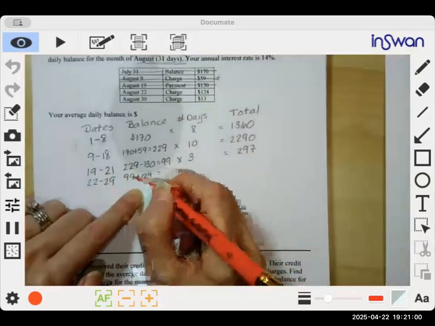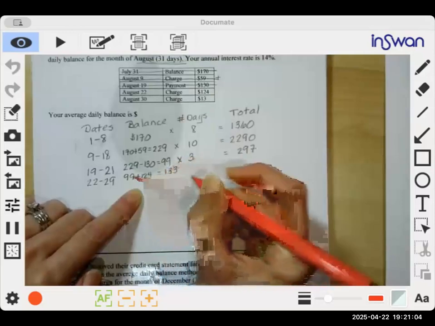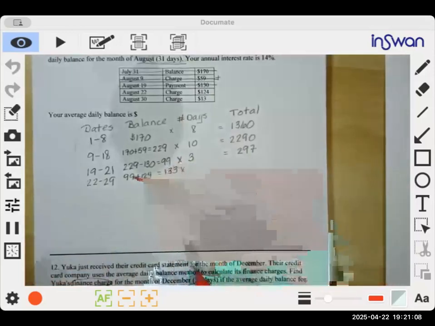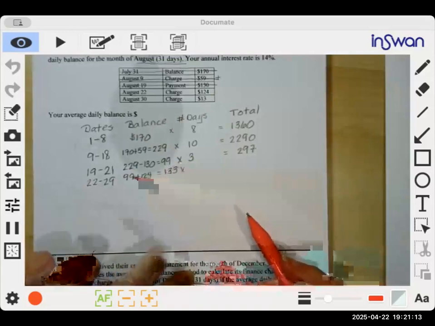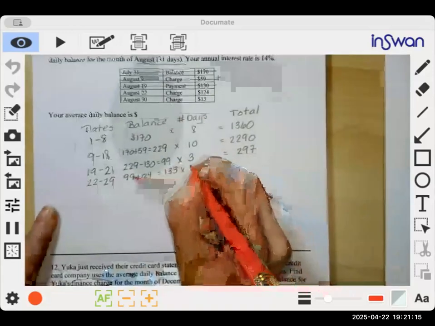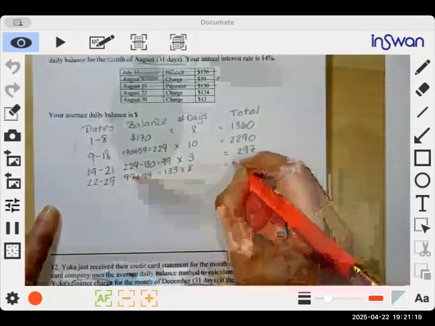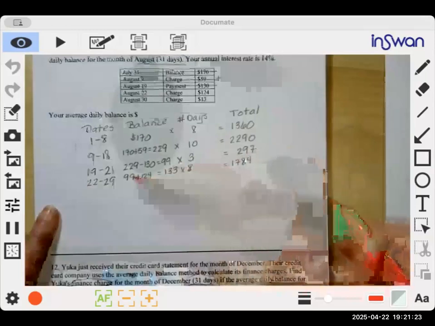So 99 plus 124 gives us 133. We multiply that by 22, 23, 24, 25, 26, 27, 28, 29, times 8 days. And that equals 1784.